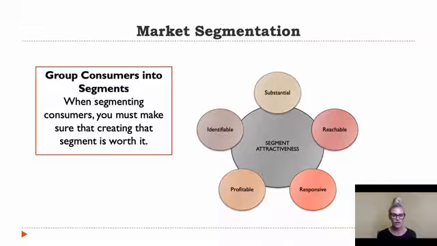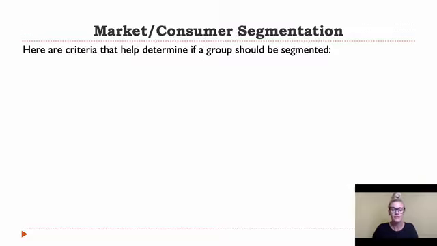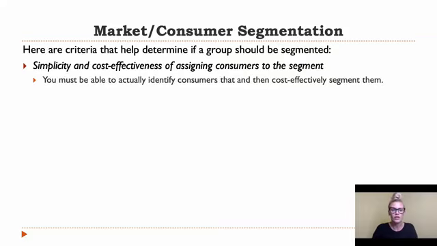What are some of the criteria that we need to think about when we are looking to segment consumers? There are 5 key things to really consider when we are looking at a segmentation strategy and to determine if a group should really be segmented. One thing we want to consider is the simplicity and the cost effectiveness of assigning consumers to that segment. We must be able to actually identify consumers that belong in that segment and then cost effectively add them to that segment. If we think about certain consumer characteristics, they can be really easy for us to identify.